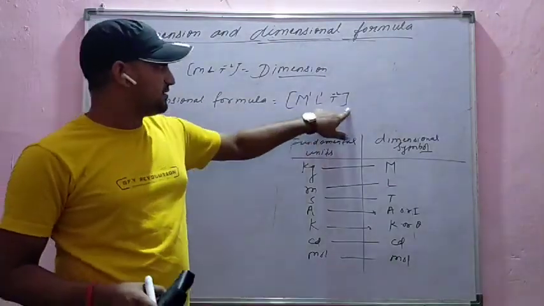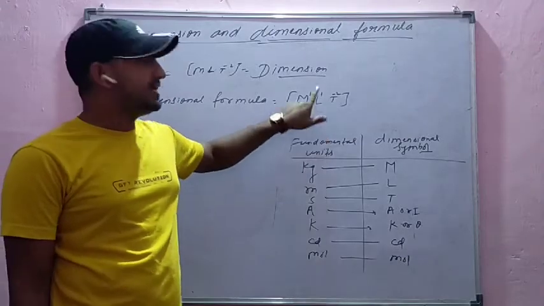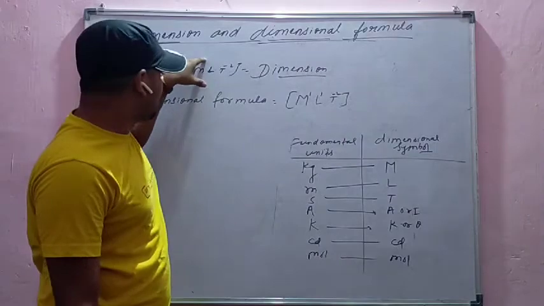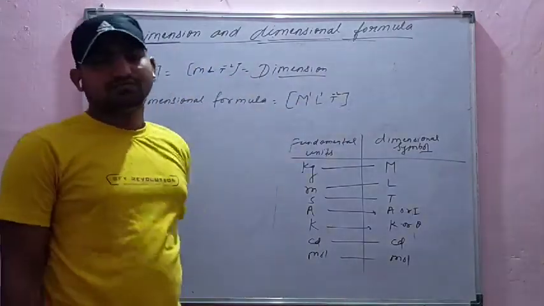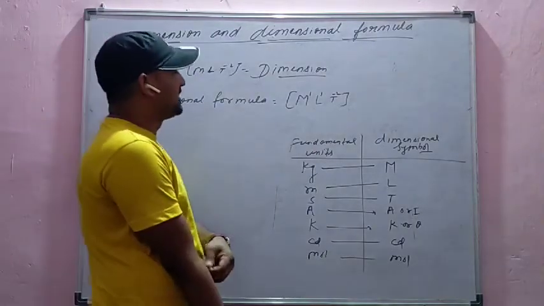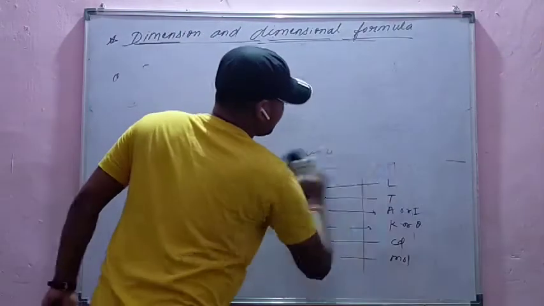You can see here, when we write the dimensional formula, at first write MLT. After that, see here the power of M is 1, L is 1, T is minus 2. Write like this. So this is all about the dimensional formula. After that we can write the dimensional formula.